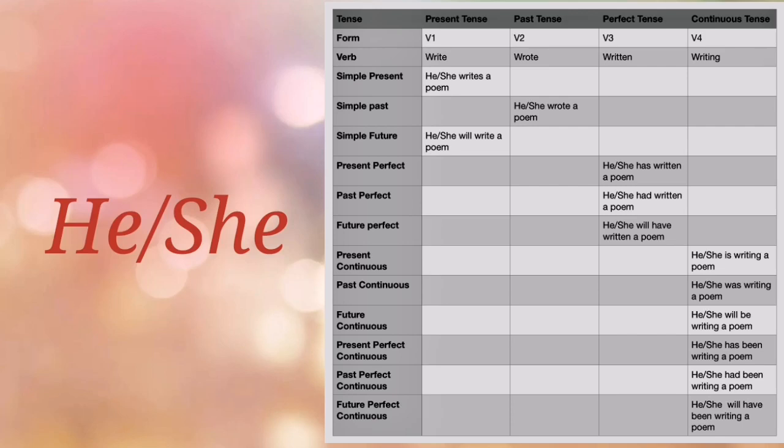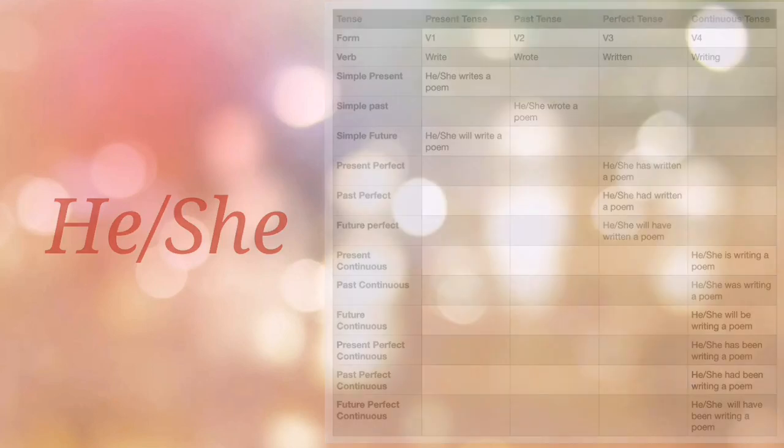V4 writing is used to make present continuous tense he or she is writing a poem, past continuous tense he or she was writing a poem, future continuous tense he or she will be writing a poem, present perfect continuous tense, he or she has been writing a poem. Past perfect continuous tense, he or she had been writing a poem. And future perfect continuous tense, he or she will have been writing a poem.